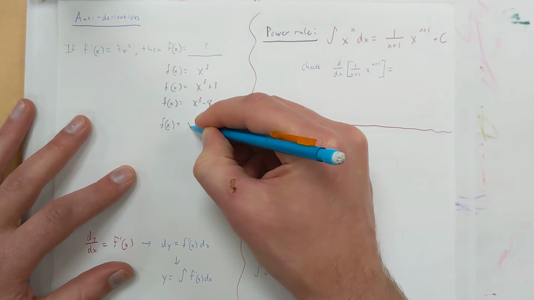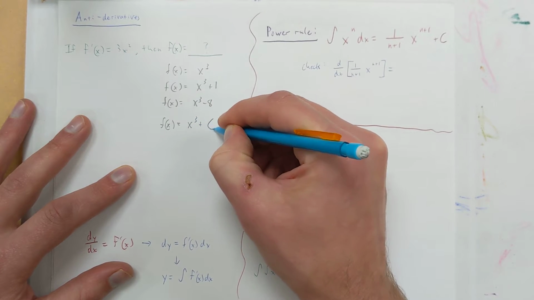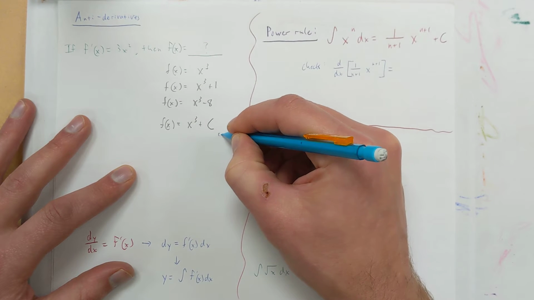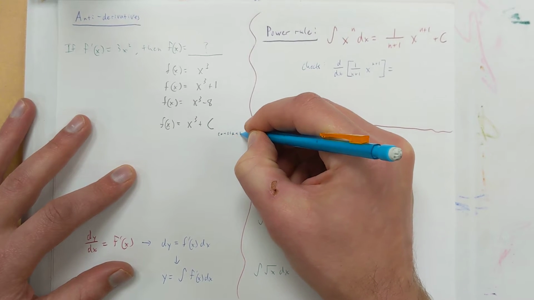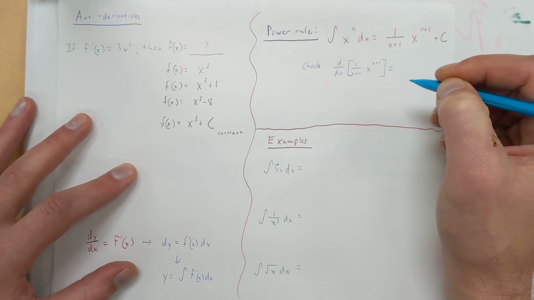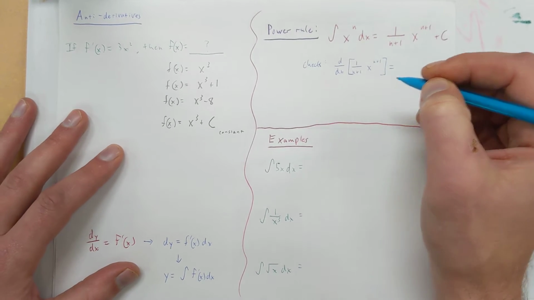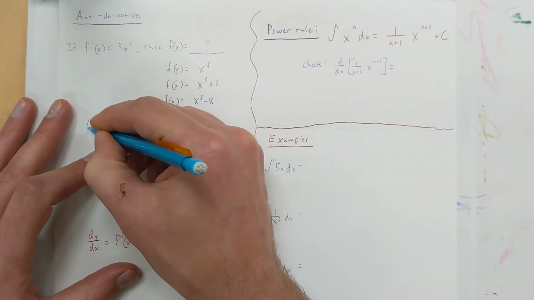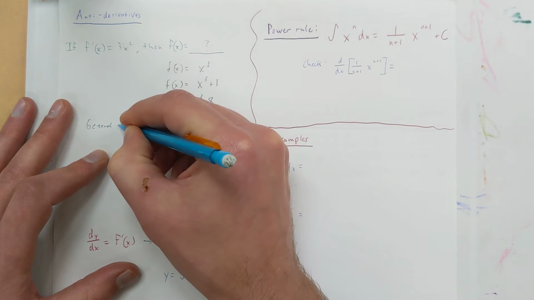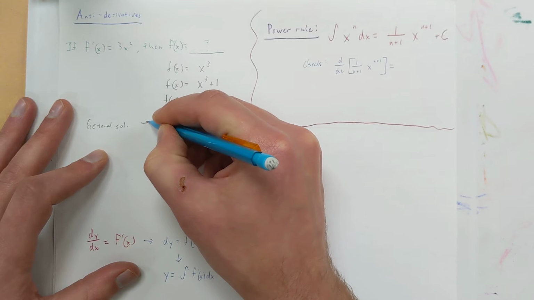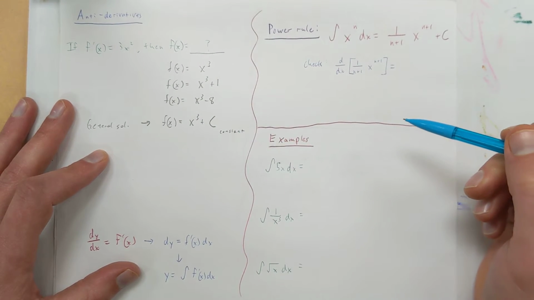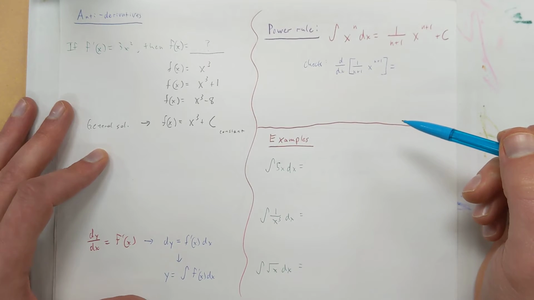So what we really have to do here is put f of x is equal to x cubed plus c. C stands for some constant. And you don't have to use c, you can use k if you want to. But yeah, c stands for some constant. This is called the general solution. And we will learn how to find what c is in a little bit.